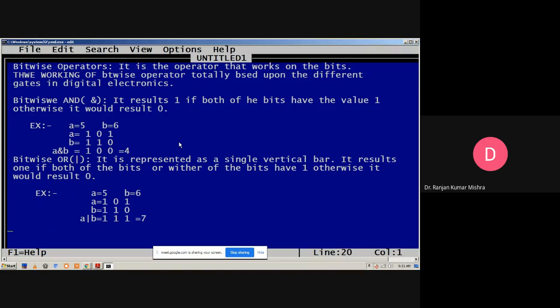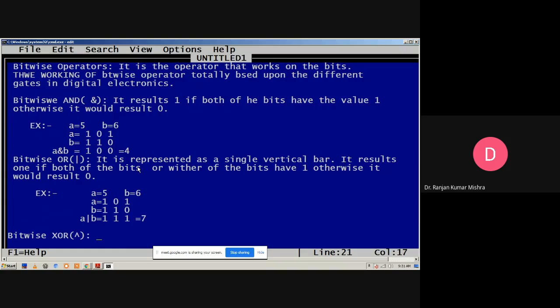Now we discuss the bitwise XOR, that is also known as the exclusive OR, and it is basically indicated by the single caret sign. Now how does it work? First of all I want to say it is a binary operator.